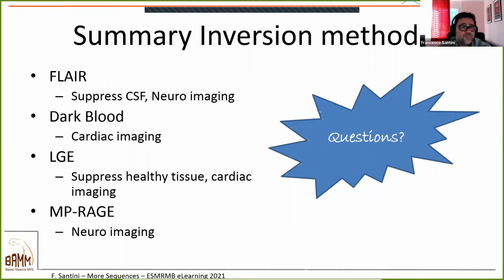So just to recap, brief recap, there is a flare sequence. We want to suppress the CSF, mostly using neuroimaging. Then we have the dark blood sequence, which is used in cardiac imaging, and the late gadolinium enhancement, which is used again in cardiac imaging, and we want to suppress the healthy tissue. And these are in order of decreasing inversion time. And then the MP-RAGE, which is used in neuroimaging, is a little bit different. Here we don't want to suppress anything, but we want to enhance the contrast to have a better delineation of white and gray matter.